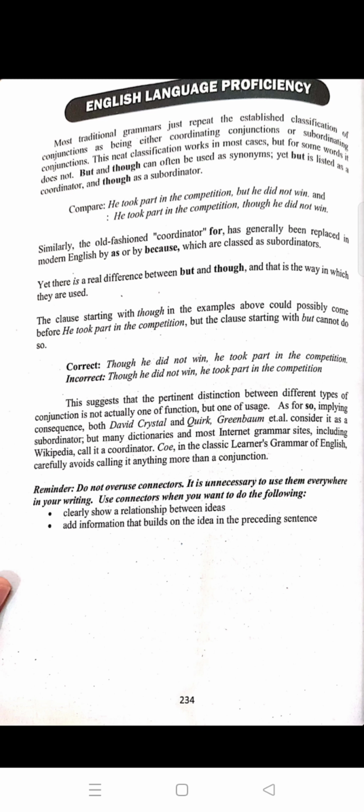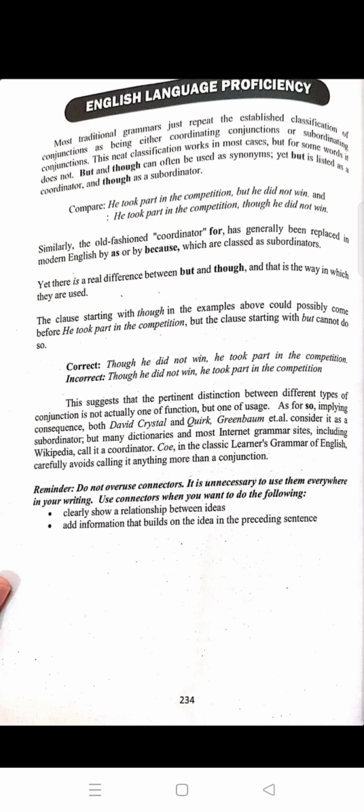Though he did not win, he took part in the competition. This suggests that the pertinent distinction between types of conjunction is not actually one of function but one of usage. As for so, implying consequence, both David and Crystal and Kirk Greenbaum consider it as subordinator, but many dictionaries and most internet grammar sites, including Wikipedia, call it coordinator.